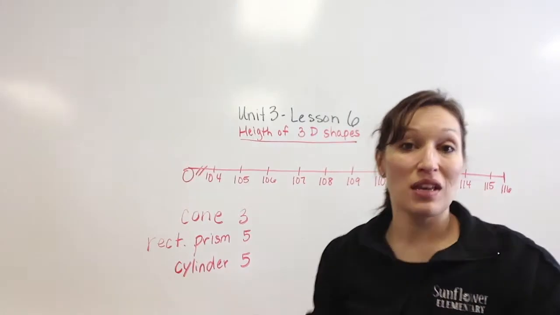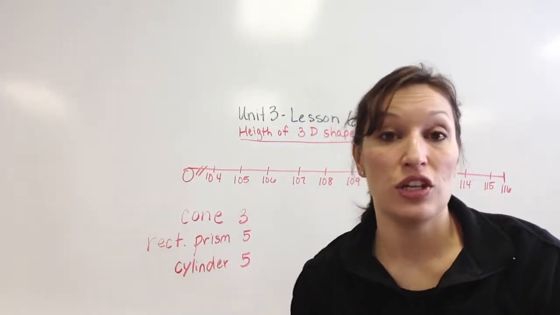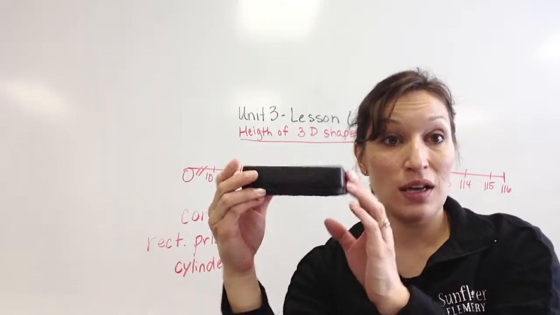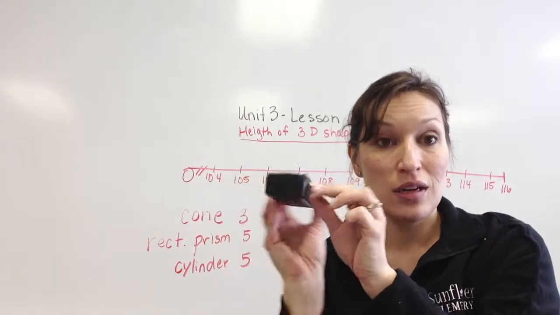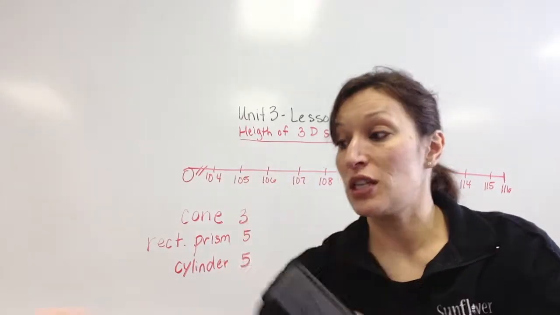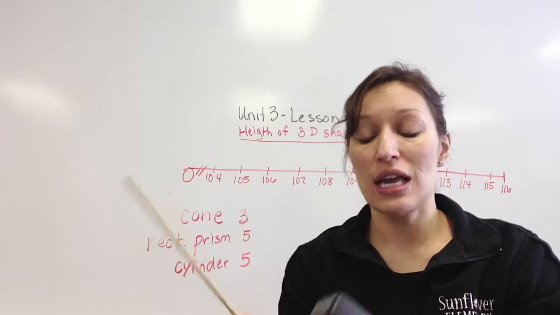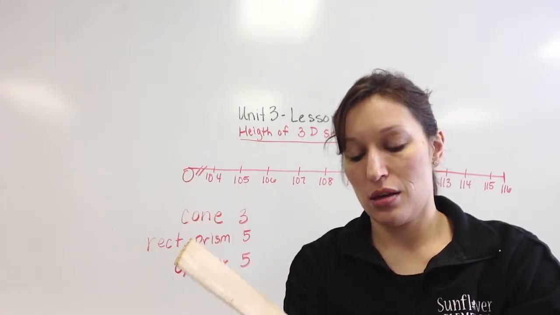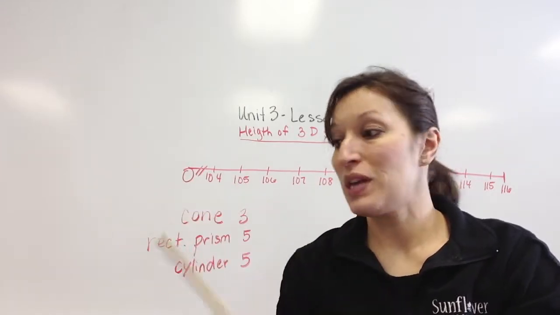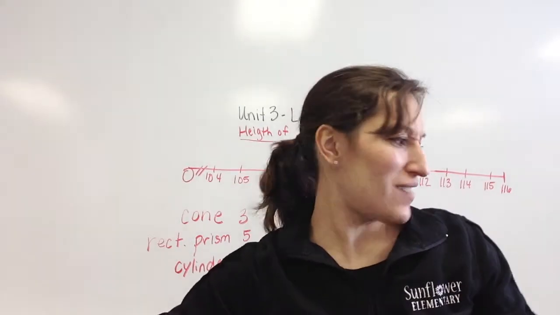Now, I can use something just out here in the world that's a 3D shape, like my eraser. See how he's got all his faces? He's totally a 3D shape object in the real world. So I'm going to measure his height. Oh, it's 5 too. I need something that's not 5. Let's see what I can find.